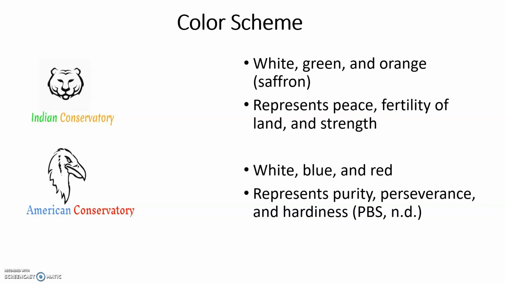The color scheme for both logos will consist of the colors of the country's national flags, which are red, white, and blue for the United States, which, according to a PBS webpage, represent purity, perseverance, and hardiness, and white, green, and orange, or saffron, for India, which represent peace, fertility, and strength, respectively. Even though none of the text is white, having an outline will make the tiger and bald eagle look white.